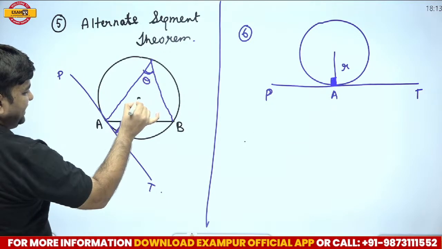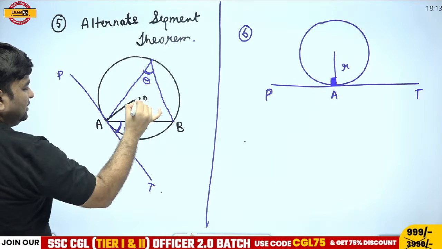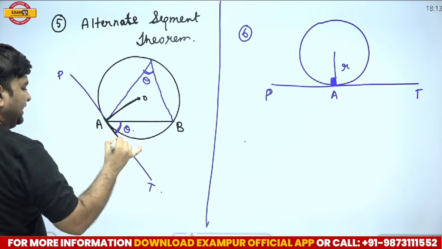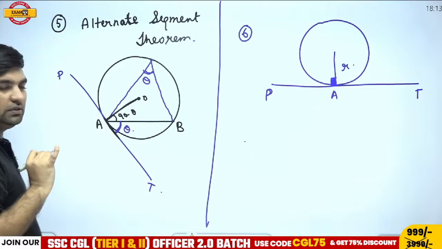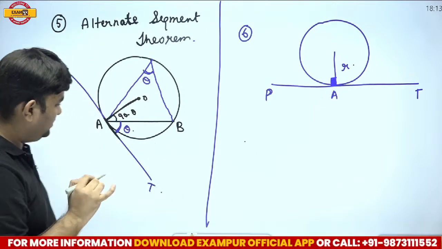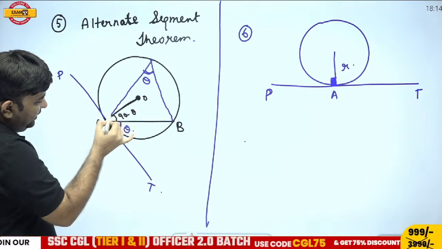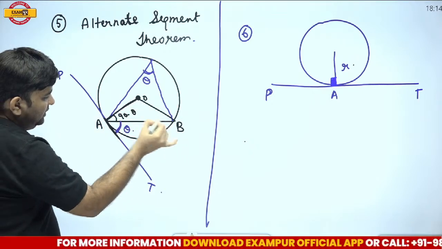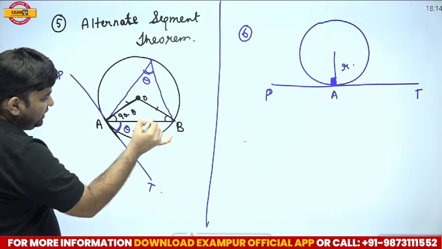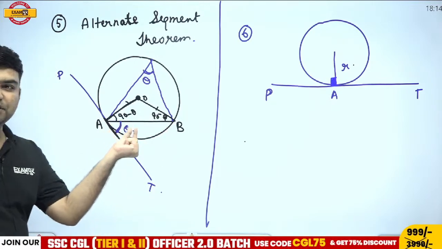Let's suppose here is the center. So I'm joining this. Now this total angle is 90. This is theta, so this is 90 minus theta. I'm joining the center, so this is the radius. Radius and tangent make 90. If this is theta, this is 90 minus theta. This is also the radius, so this is also 90 minus theta.